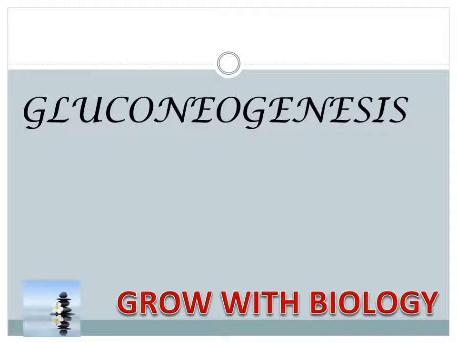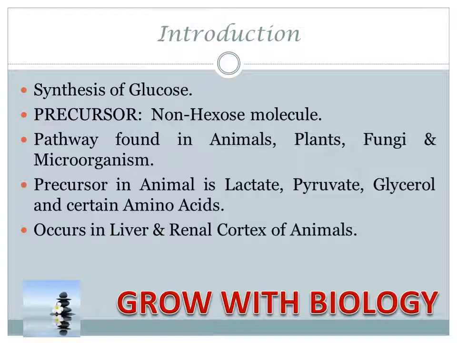Today's topic is gluconeogenesis. Now, what is gluconeogenesis? It is the synthesis of glucose from the precursor. The precursor is a non-hexose molecule, which means from a non-sugar molecule, we are synthesizing a sugar molecule that is in the form of glucose. Now, this type of reaction where a non-hexose molecule gets converted to glucose is found in animals, plants, fungi, and as well as in many microorganisms.